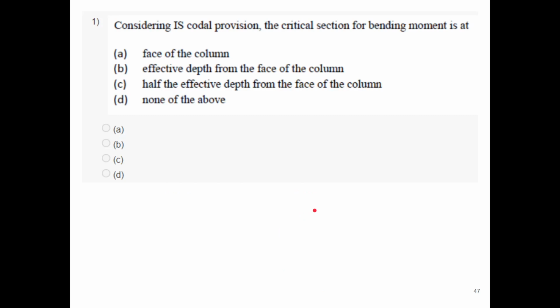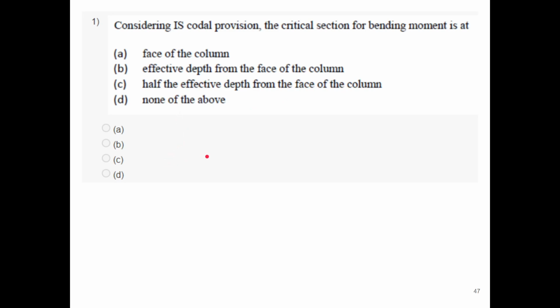Okay, so first question is, considering IS codal provision, the critical section for bending moment is at A, face of the column, B, effective depth from the face of the column, C, half the effective depth from the face of the column, or D, none of the above. A, B, C, or D.